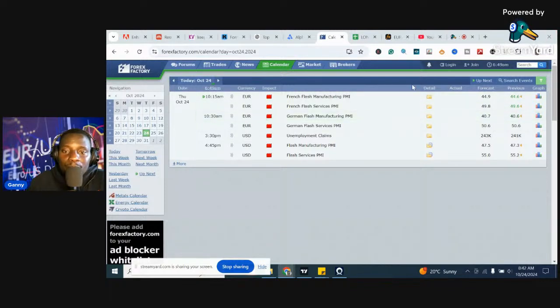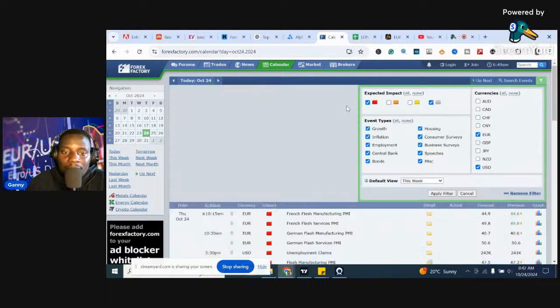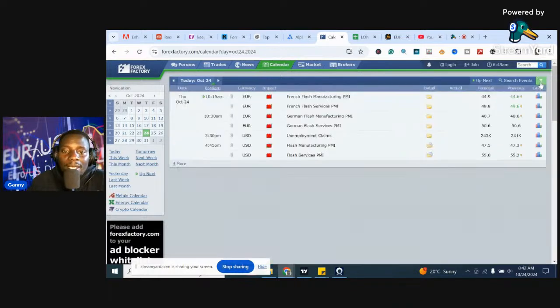So for you to be able to filter that out, you can come to this filter option right here. Once you click there, for me, I selected red folder and maybe bank holidays right here. So basically, this is what I selected. Then when it comes to event types, I selected all events. Then currencies, I selected euro and the United States dollar. Then I applied the filter right here. So this is what you'll do to be able to see only the red folder news events in the market. So basically, this is it right here when it comes to news.